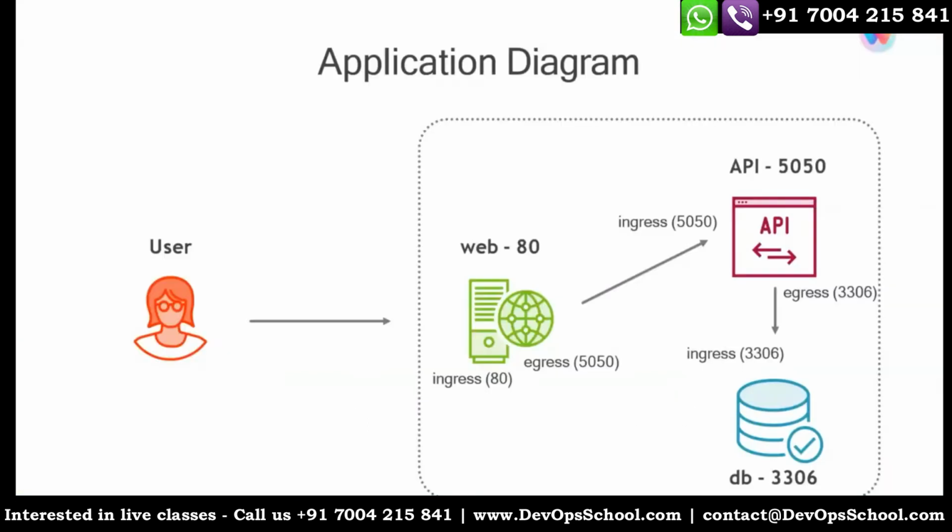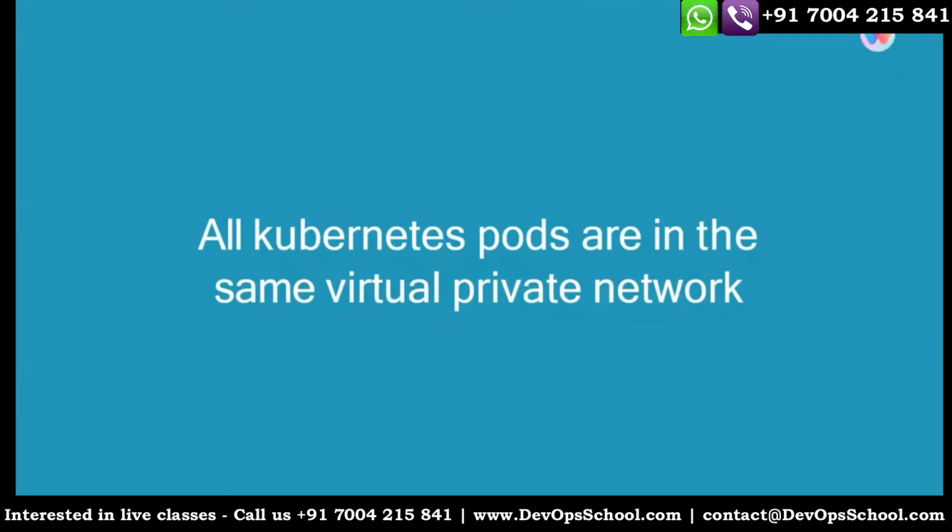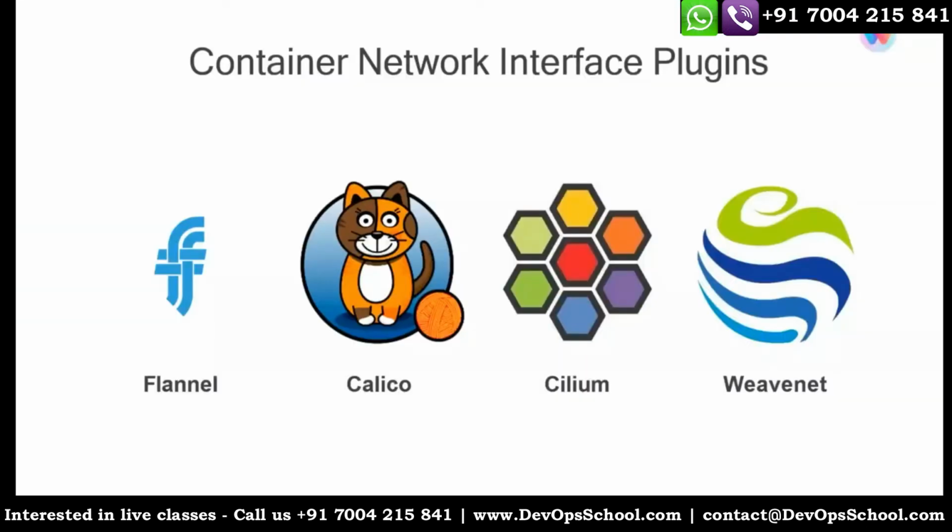So this is the application diagram. All Kubernetes pods are in the same virtual private network. Remember that. So you can use network plugins like Flannel, Calico, Cilium and WeaveNet. Right now in this session, I'm using Calico. For the Flannel and WeaveNet tutorials, I showed you how to get it on my blog. You can get the blog's URL. Search for WeaveNet and you'll find it with Kubernetes.